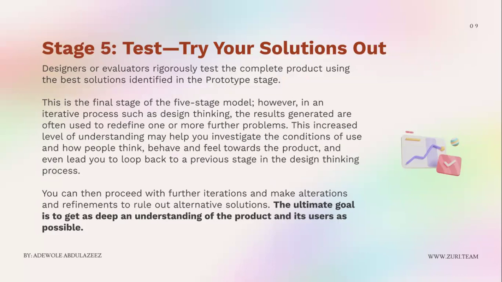Designers or evaluators rigorously test the complete product using the best solution identified in the prototype stage. This is the final stage of the 5-stage model. However, in an iterative process such as design thinking, and remember, guys, design thinking is an iterative process, just because you've gotten to stage 5 doesn't mean you can't go back. If you find a problem here, you still have to go back to fix that problem. You keep going back until you have a product that actually solves the user's problem.